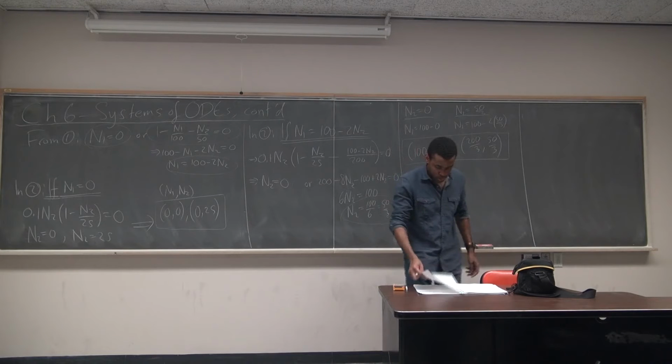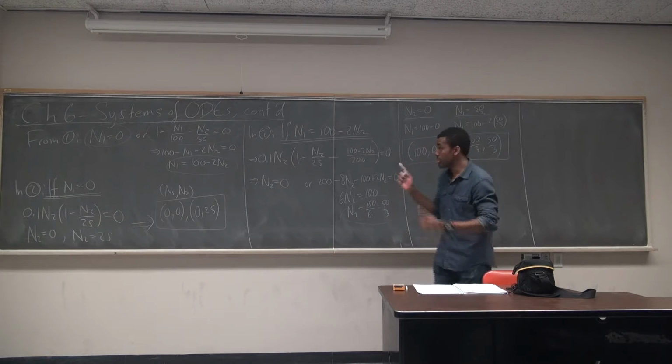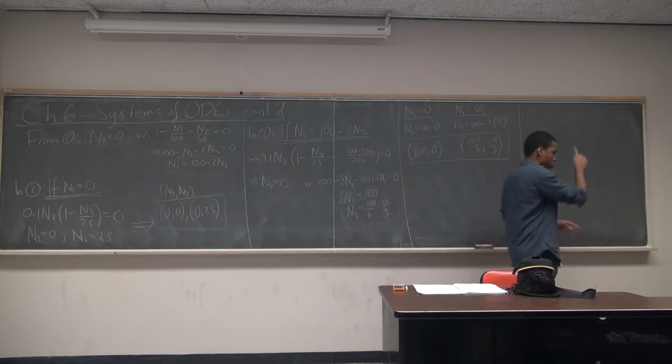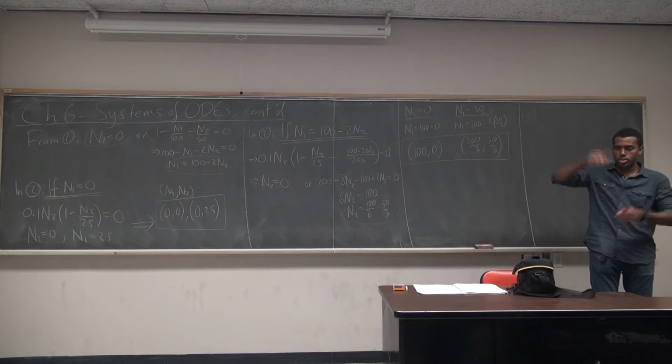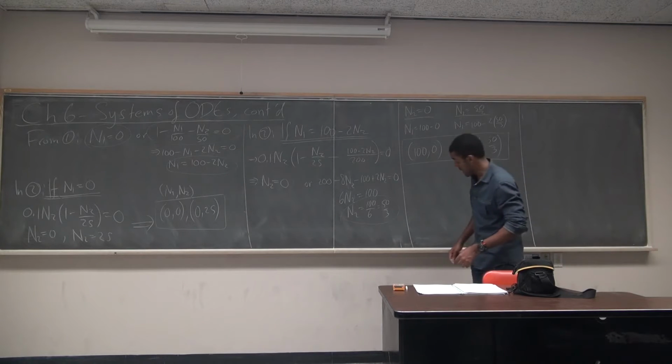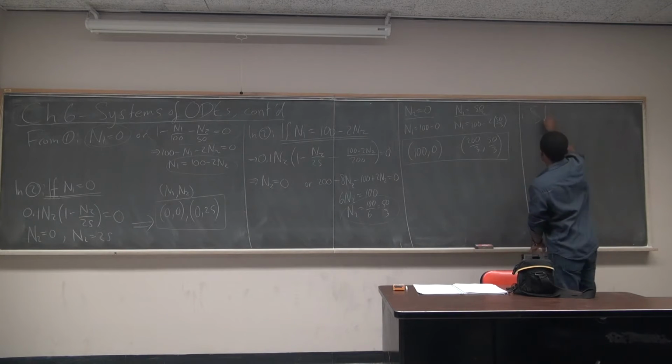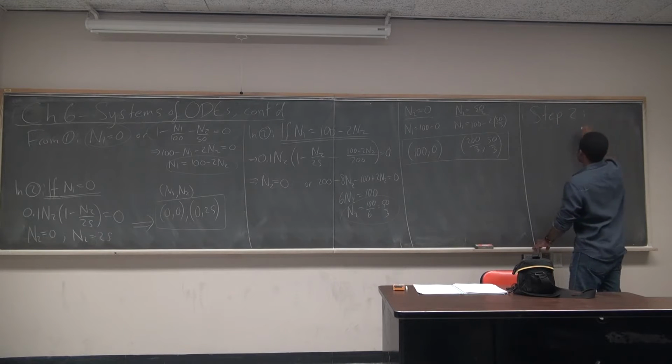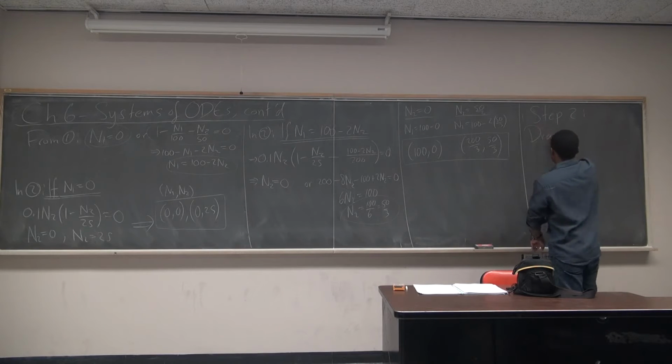Okay, so step 2 is to draw the null lines. This is where what we were doing last time, drawing the equations and figuring out the sign in each region, comes in handy here. So step 2: draw null lines.